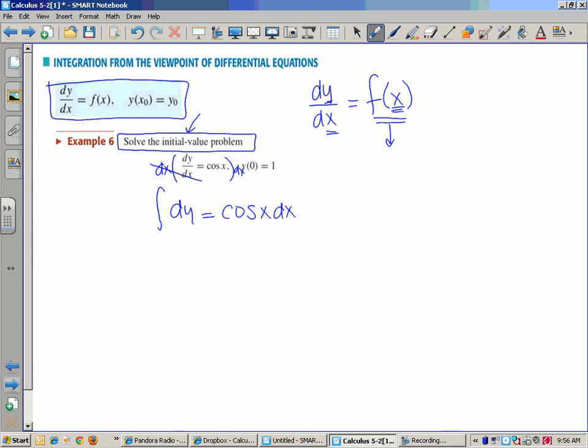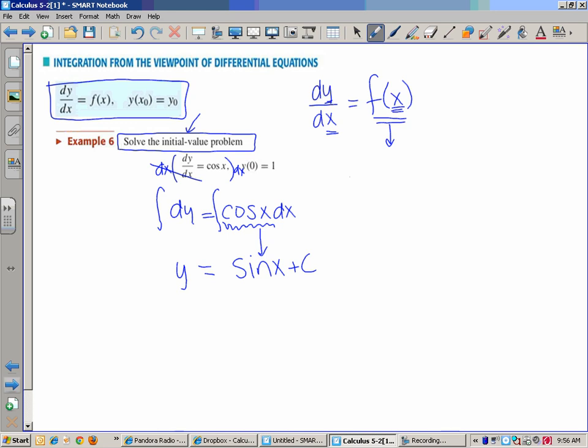Now I'm going to take the antiderivative of both sides. What that means is, on this side I'm just going to get y. On this side, I'm going to get what I was getting earlier, the derivative. Remember, this is the derivative of something plus my constant of integration.